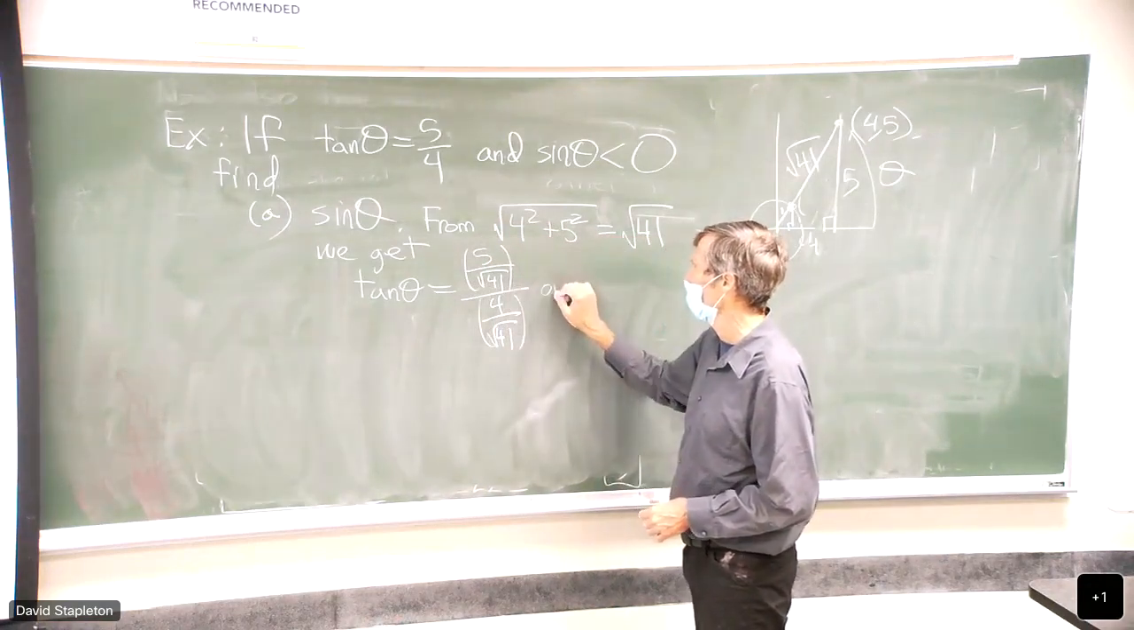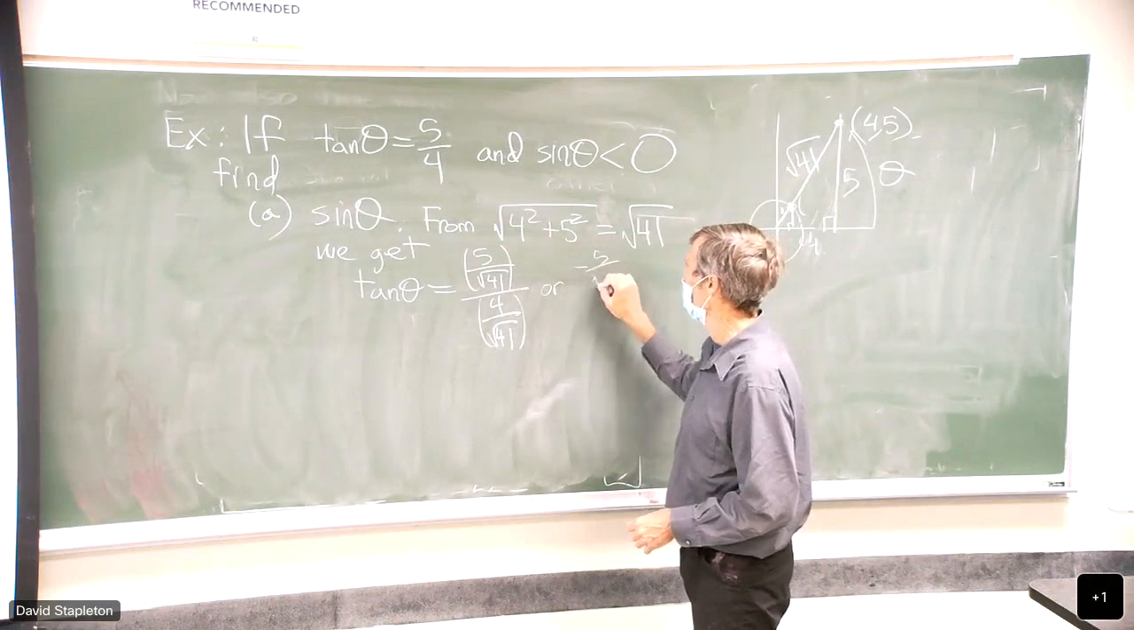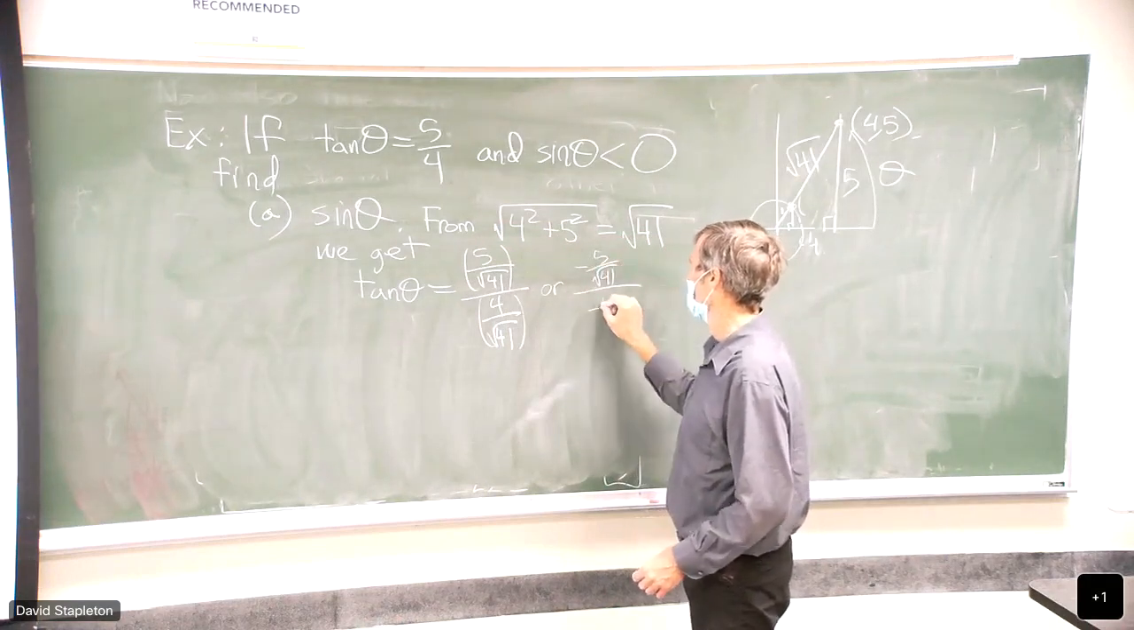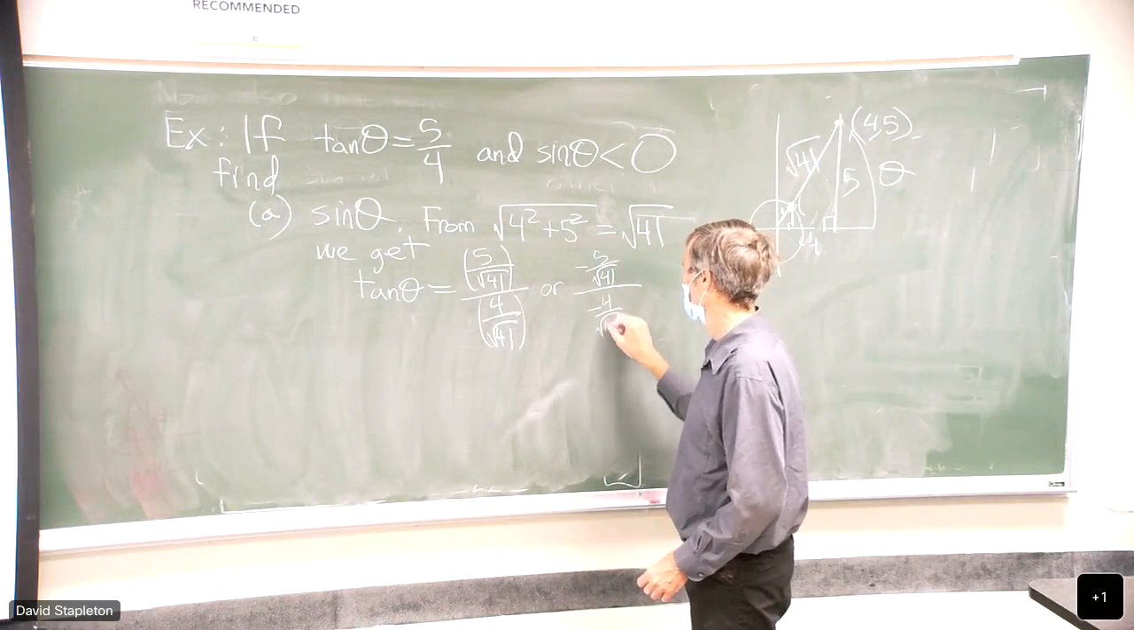Or there's one other possibility. It could be minus the top over minus the bottom, and we get the same quotient. Which one is it?